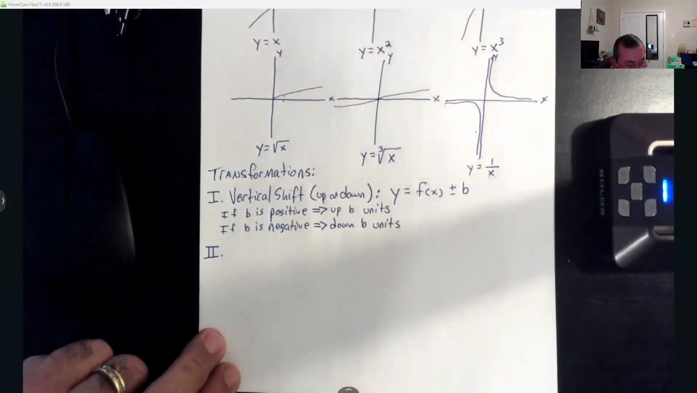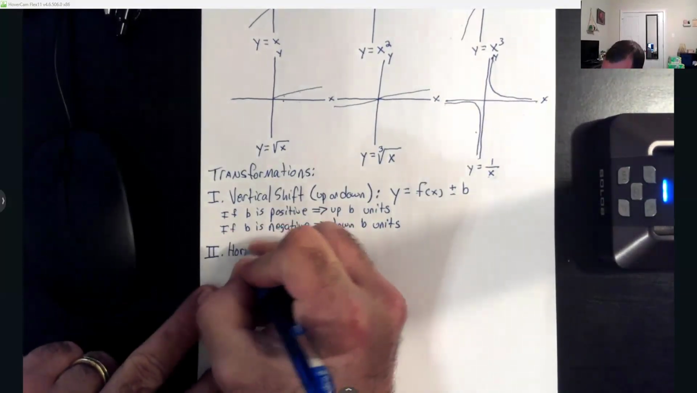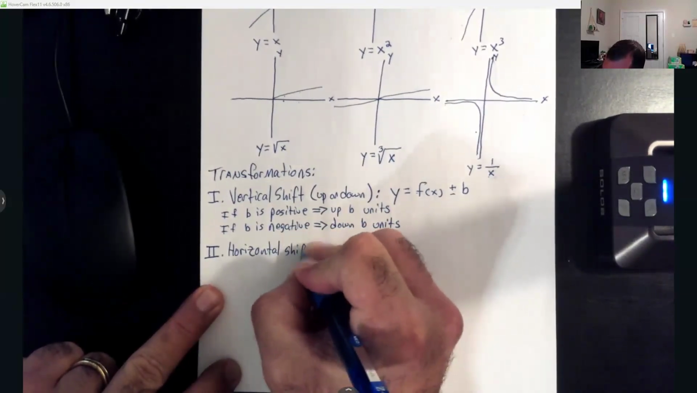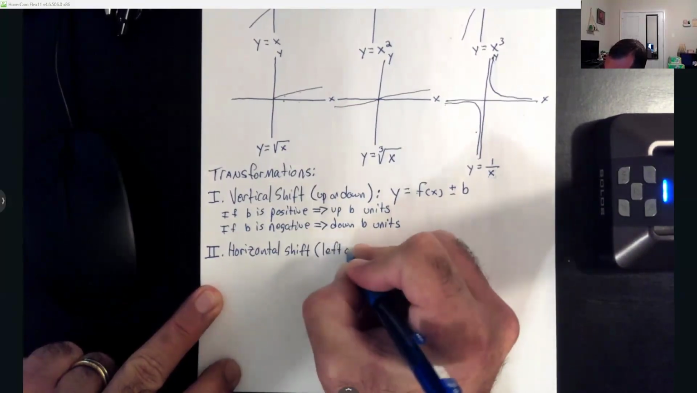The second transformation is going to go left to right. That is a horizontal shift. So that's going to be left or right.